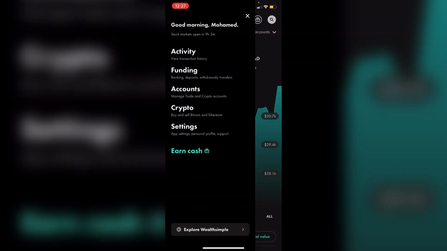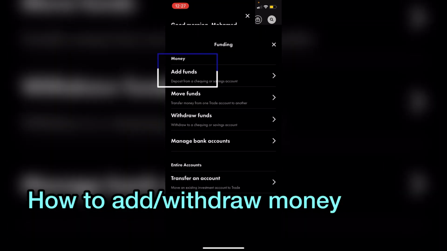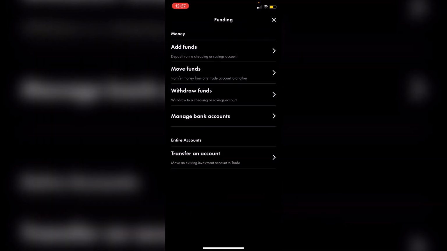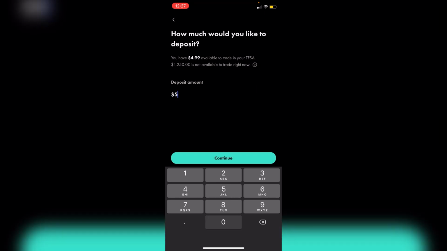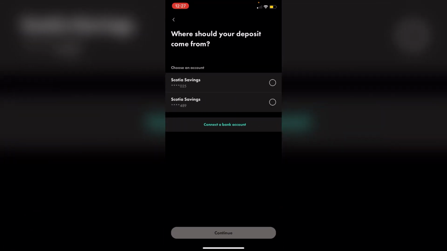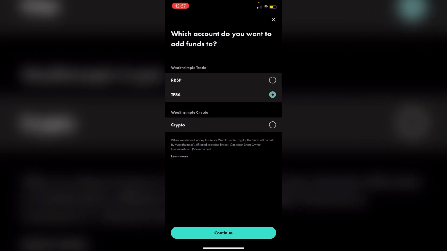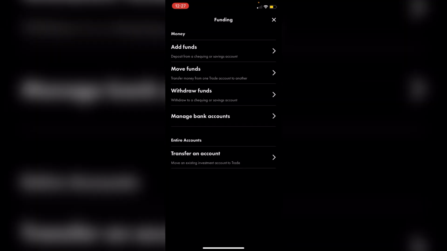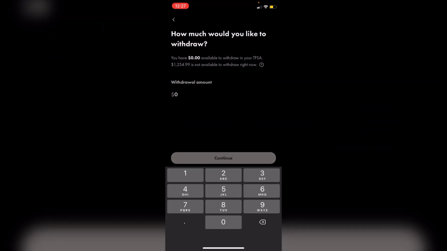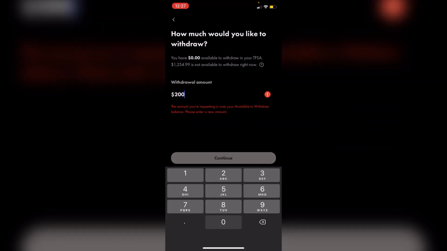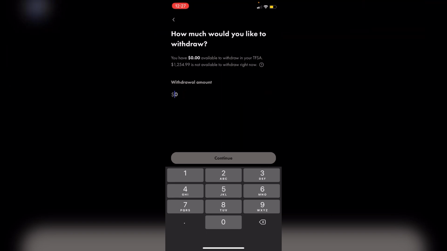Now if you go back to the main page, let's go to funding. This is how you add money into your account. You can add funds. If you go to add funds, it'll show you which account you want to put money into, your TFSA. If you have a bank account connected to it, it will tell you which account you can take it from. And it's that simple. Now, if you want to withdraw, if you want to take out money, you go to withdraw funds. This is how you take money back out. Go to TFSA, it shows I have $0 available. But if I wanted to, I would put $200, and that's how you take money out.